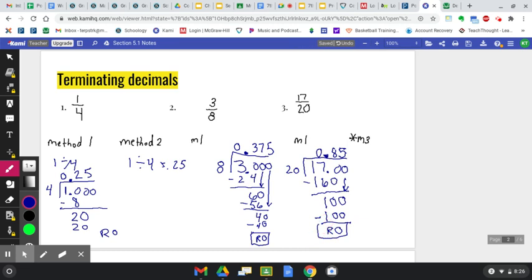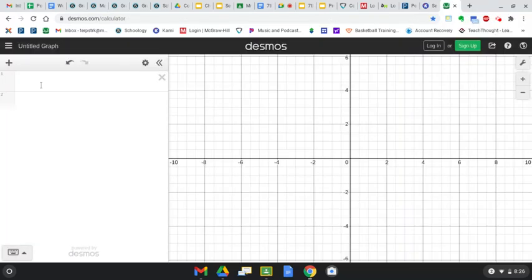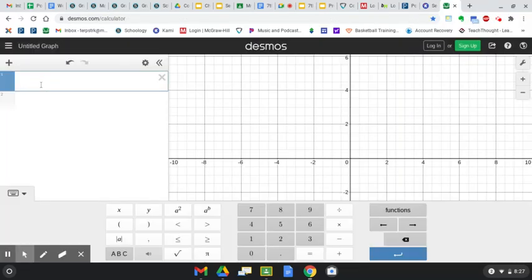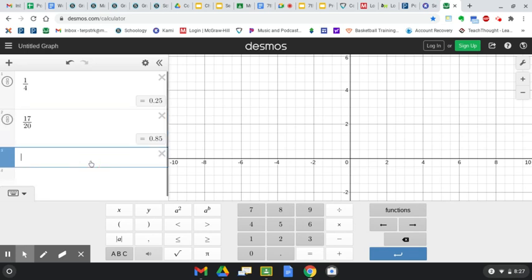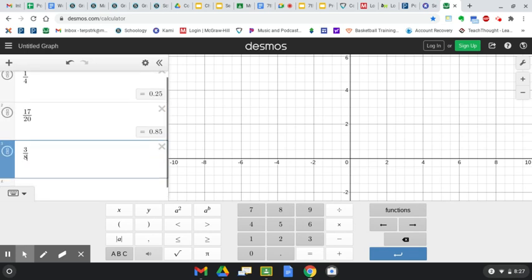All right. Now, if you don't have a calculator to use, right, Desmos is a nice calculator, right? I can come over here and I can type in 1 divided by 4, right? And we get 0.25, tells me that there, right? I can type in 17 divided by 20, right? And there's my 0.85, right? And then we had our 3 divided by 8.